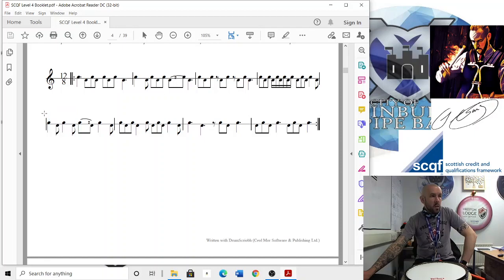Alright? 1 and 2 and 1 and 2 and, 1 and 2 and 1, 3 and 4. I was counting 1 and 2 there. Oh man. 1 and 2 and 3 and 4, 1 and 2 and 3 and 4. So that second line is actually not very hard. It's this group here. You need to make sure that's as accurate as possible.